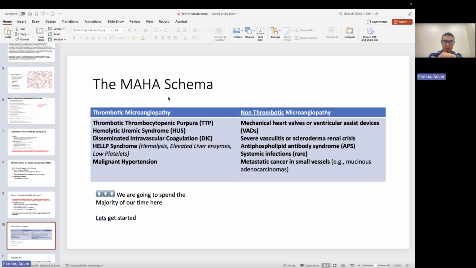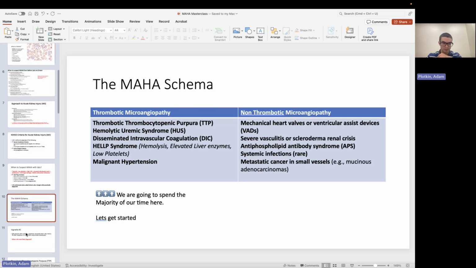So my MAHA schema: we have thrombotic microangiopathy and non-thrombotic microangiopathy. We're going to spend the majority of our time on the thrombotic. So this is basically, we're making a thrombus. That thrombus is then causing obstruction in the vessel, and the red blood cells are shearing across the thrombus, okay? Non-thrombotic microangiopathy occurs for another reason. We're only going to talk about one non-thrombotic microangiopathy because I think it's the most high yield of the non-thrombotics. The other ones could be a lecture on their own. I plan on talking about some of them at another point. But our examples of the TMAs are going to be TTP, HUS, DIC, HELLP, and malignant hypertension. So let's get into it.